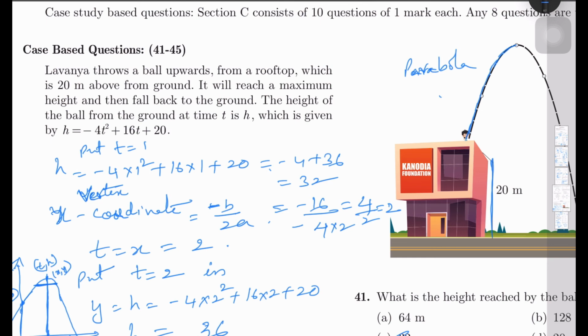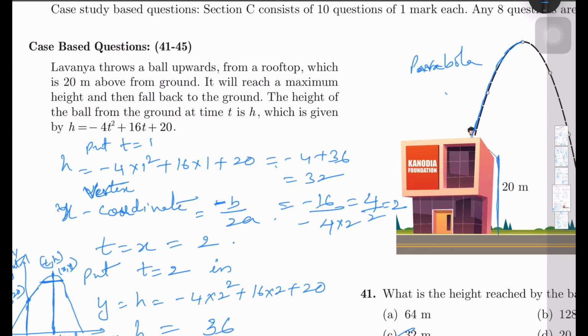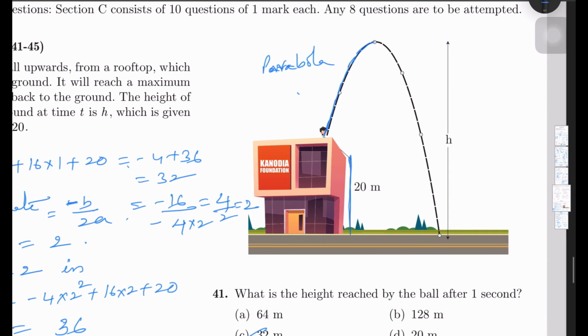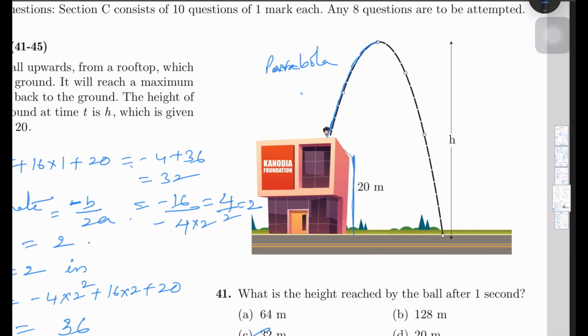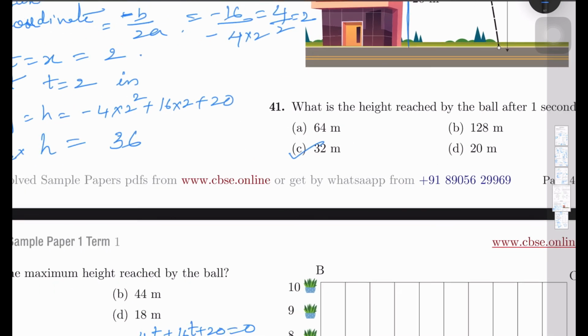H is equal to minus 4t square plus 16t plus 20. In the way the ball is traveling, they have written that equation. So for the first question, what is the height reached by the ball after 1 second, put t is equal to 1 in that. So when t is equal to 1, you are getting it as 32. Therefore 32 meters is the height reached by the ball after 1 second.